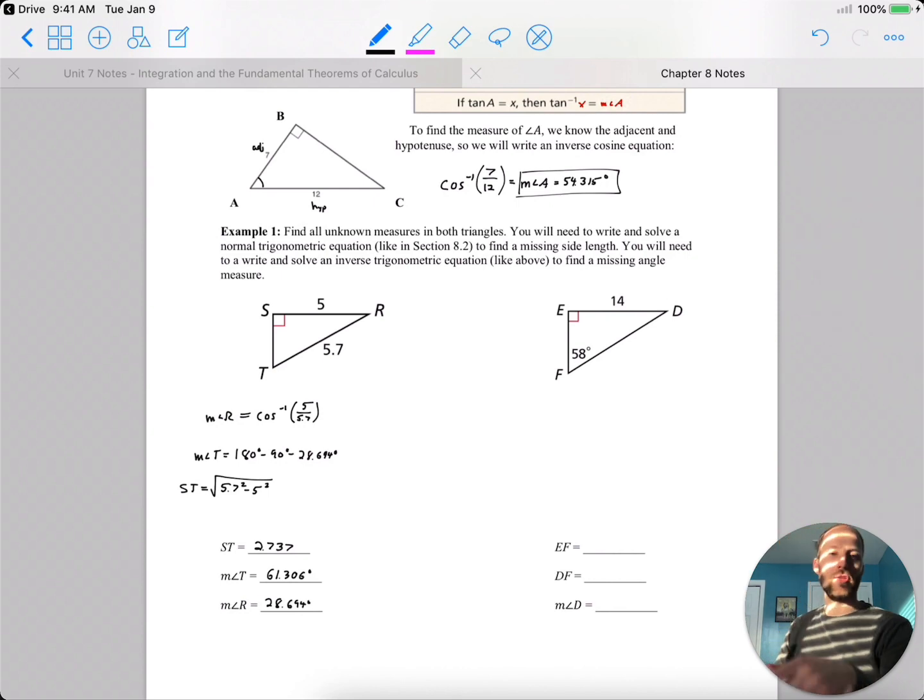Now for the other triangle, example 1, you only have one side, so you'll need to use a trig function after you use an inverse trig function to find the measure of side EF or FD. So take a look at that, then check your answers with my complete notes online.